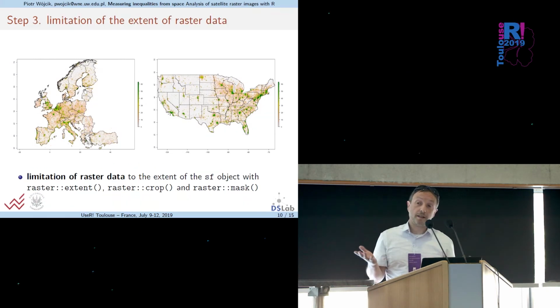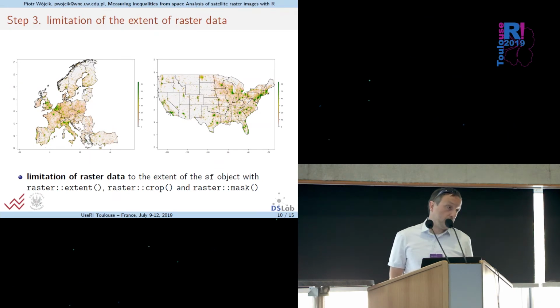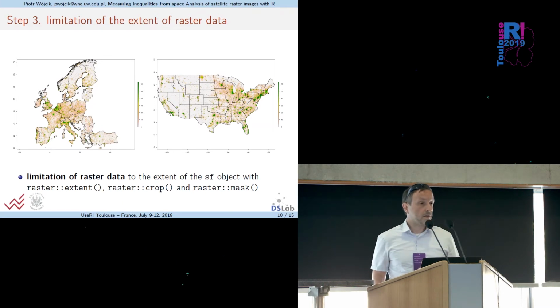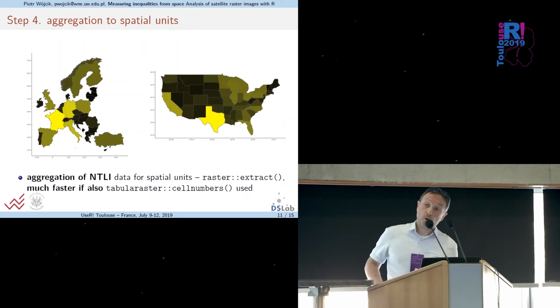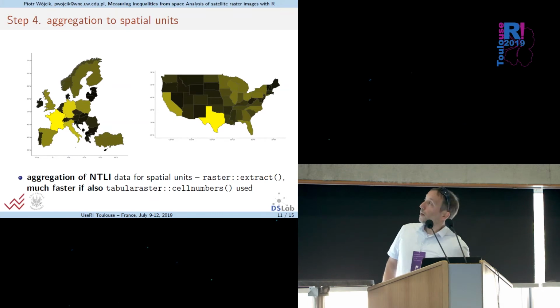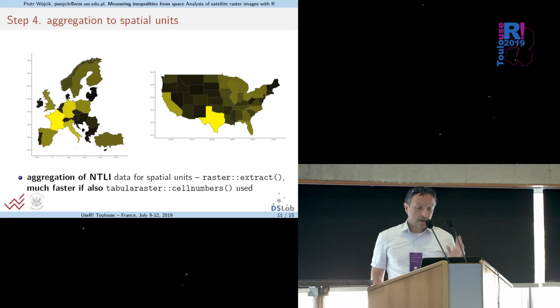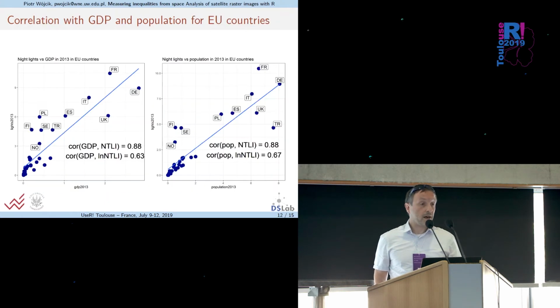So if these data are correct and fit to one another, then one should limit the data to the area which is analyzed, to make the raster data smaller and therefore easier to analyze. There are specific functions in the raster package which allow to do it, crop, mask, and then we can aggregate the data to administrative areas or any regions which we define. Usually the sum of the nighttime light intensity is calculated for every region. To do it efficiently, I suggest using the package tabularaster, which allows to index the data, which makes the calculations much faster.